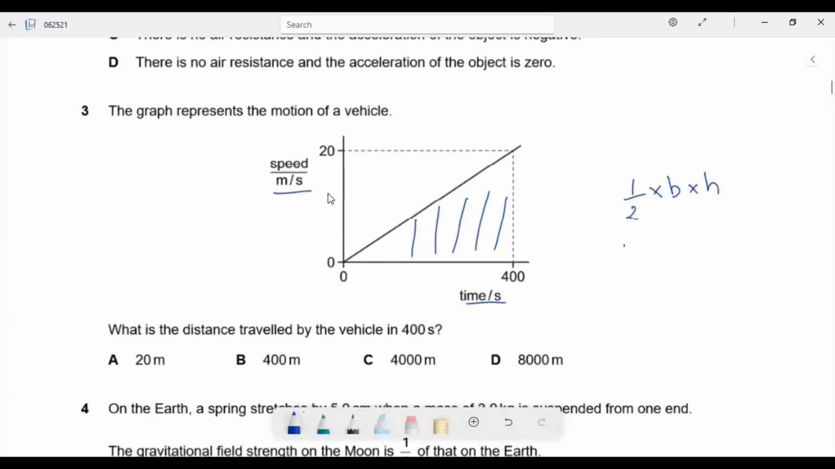That can be written as half into 400. Here it is given 400, into the height, which is 20. So by multiplying, we'll be getting 4,000 meter, that is 400 into 10. So the right answer is C.